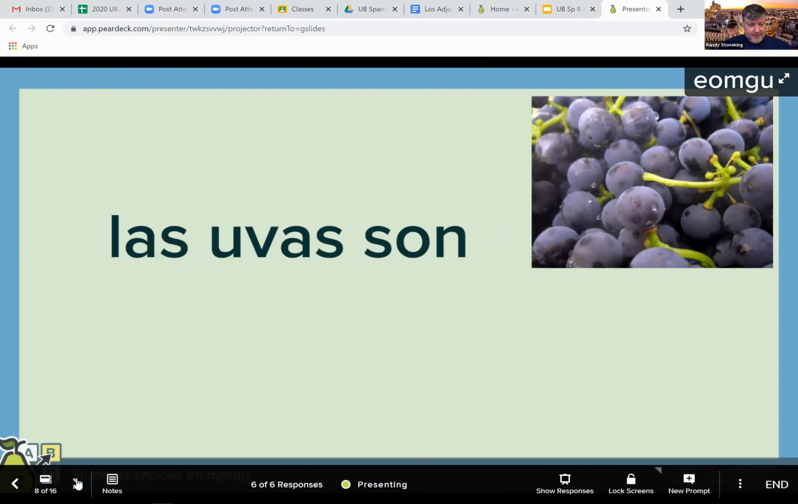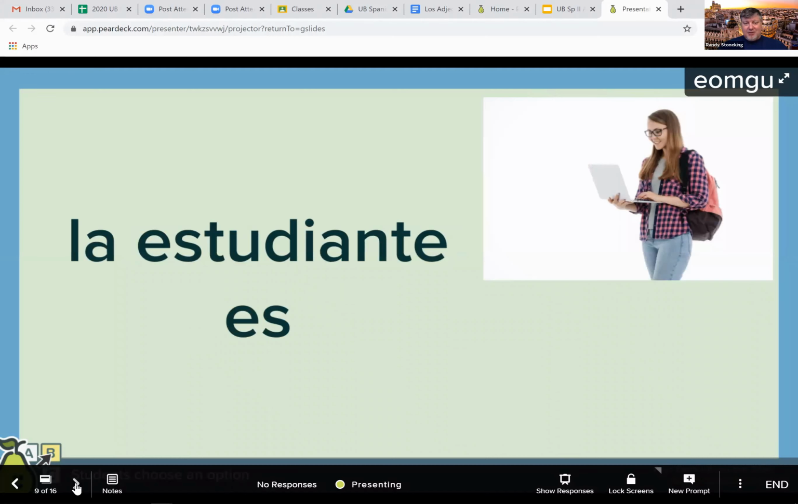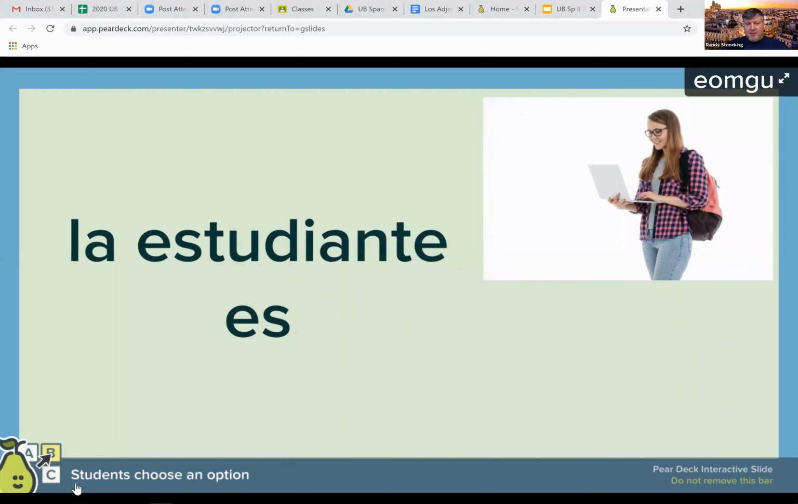Okay. Let's try this. La estudiante es. Which word would fit with the sentence La estudiante es?